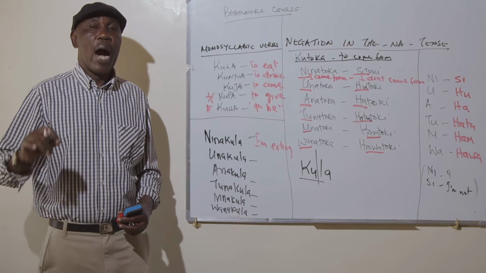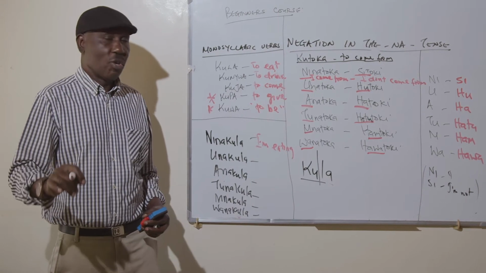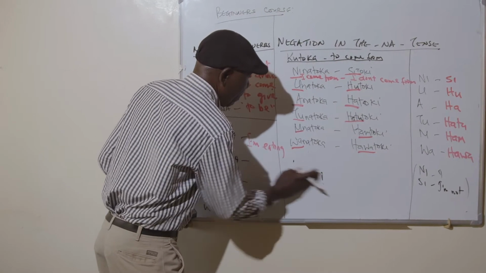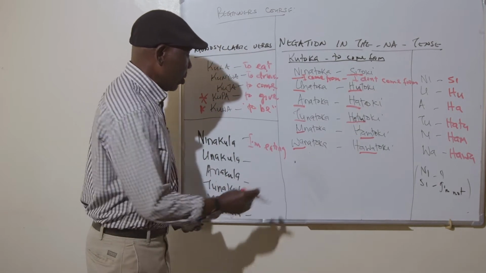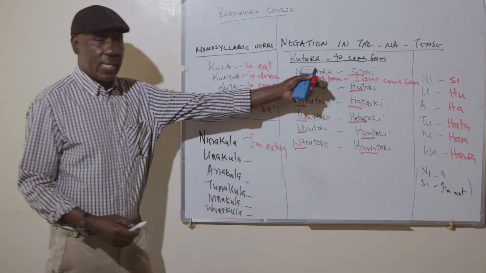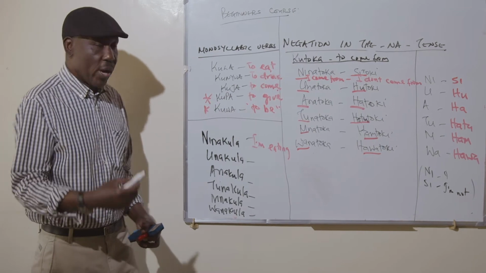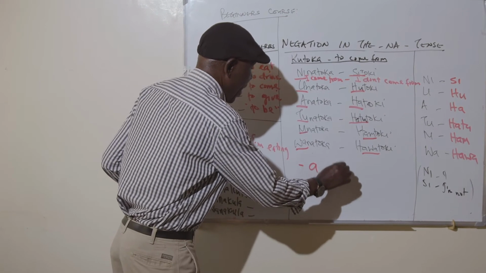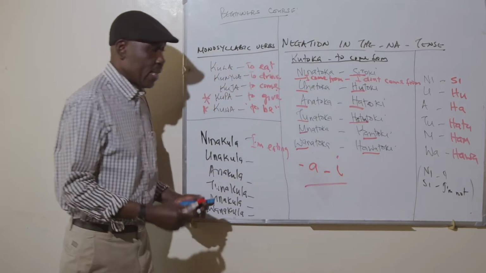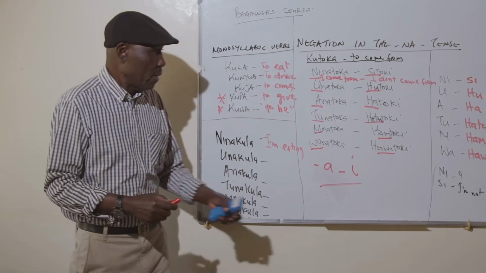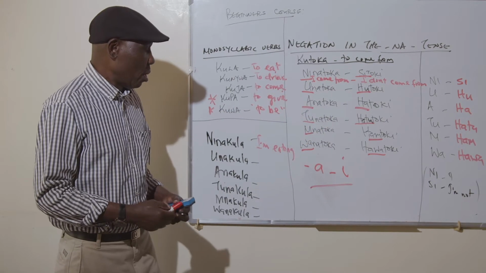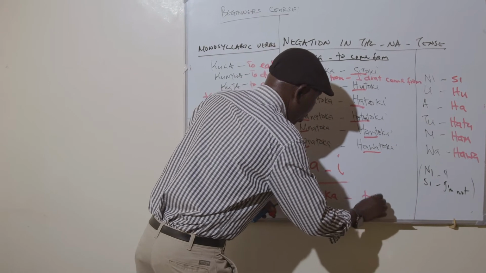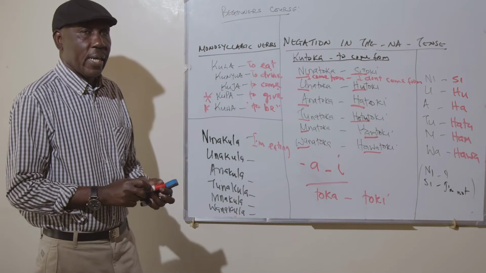Mnatoka, hamtoki. Then wanatoka, hawatoki. You can also note that when you negate in this sense, the suffix a changes to i. This is another very vital thing to note. So when you negate toka, it becomes toki.